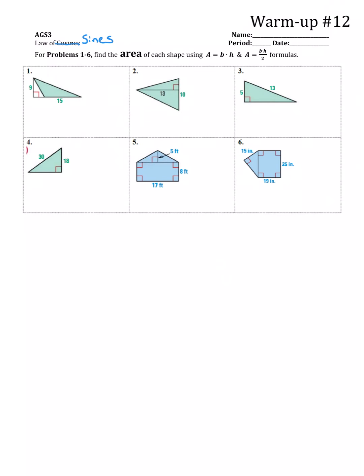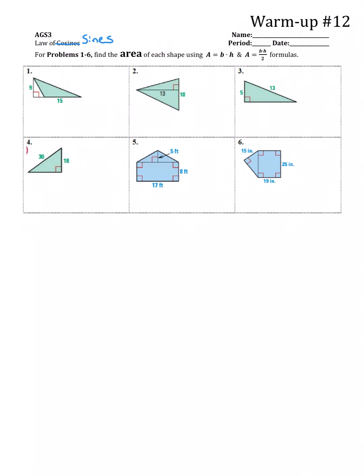Okay, so today we're talking about law of sines. It's a property that we're going to be using to figure out missing angles and missing side lengths for any triangle. It doesn't have to be necessarily a right triangle. That's the beauty of the law of sines. But for the warm-up, we're talking about finding area. So let's take a look at some of these examples.